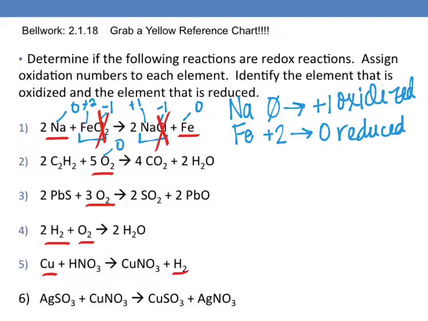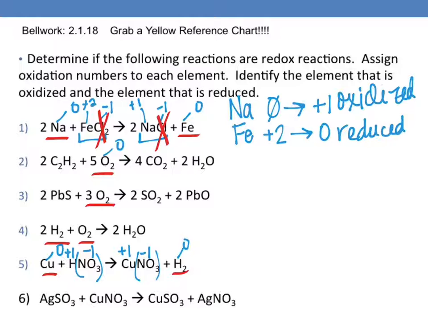Okay, so let's do number 5. Copper reacts with nitric acid to produce copper 1 nitrate and hydrogen gas. So any free element has an oxidation number of 0. And these are ionic compounds, so their oxidation numbers are equal to the charge. So the charge of nitrate is -1. Hydrogen is +1.